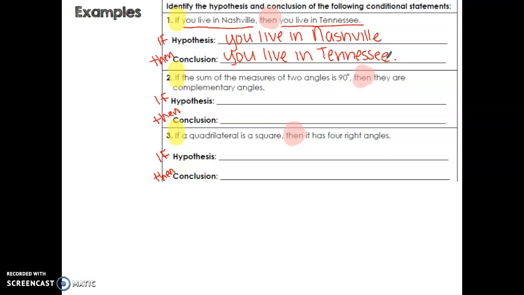Let's look at number two. Number two says, if the sum of the measures of two angles is 90 degrees, then they are complementary angles. Looking to identify my hypothesis, so everything after if. My hypothesis is that the sum of the measures of two angles is 90. Make it fit on your paper. Then I have to identify the conclusion, so it's everything after then.